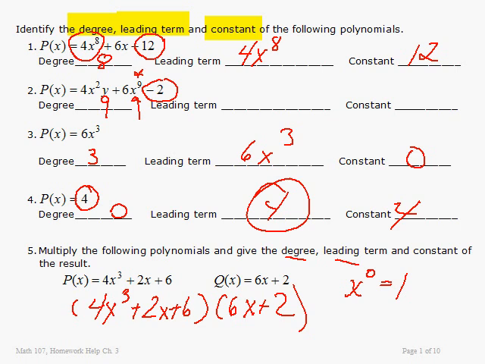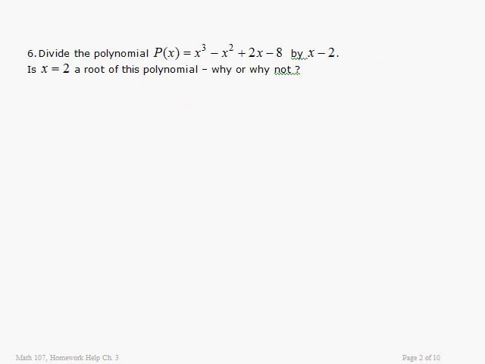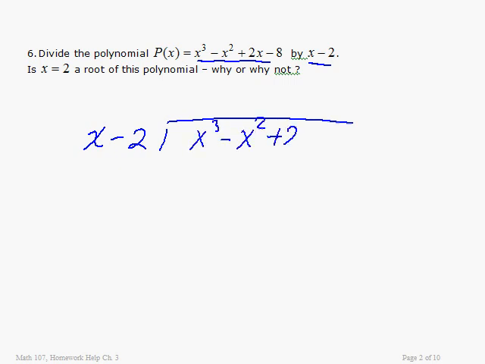Alright, now this is a division problem. You're going to take this polynomial, and it's a long division problem, and divide by x minus 2. If the remainder is 0, then it is a root, and this has to do with the theorems that were discussed in class. So I put the x minus 2 out here, and I divide into x cubed minus x squared plus 2x minus 8, and I'll show you how to do this long division here as a review.